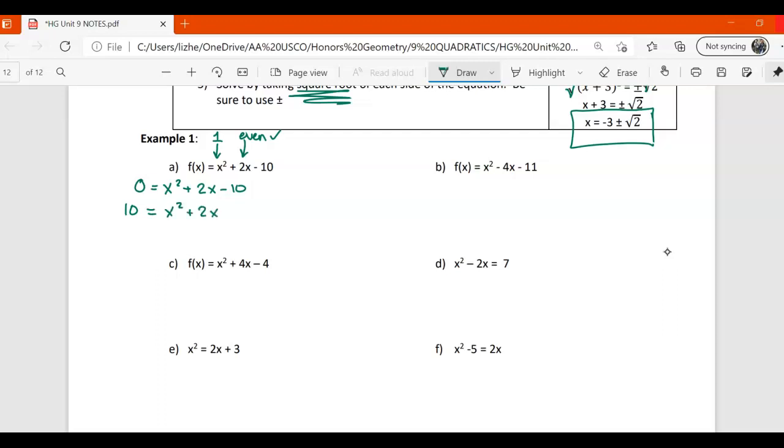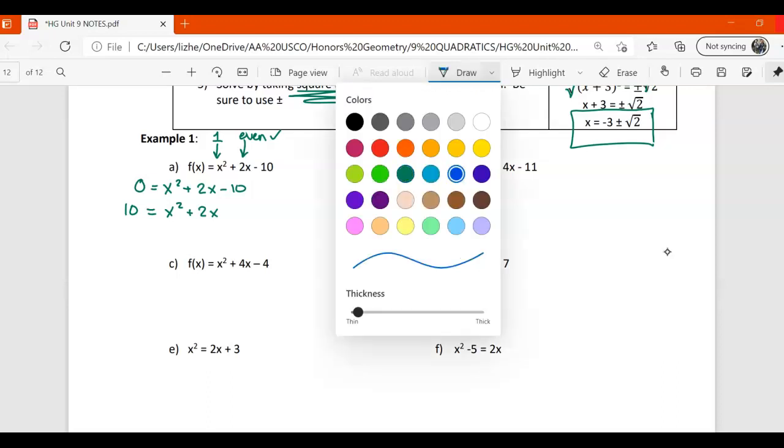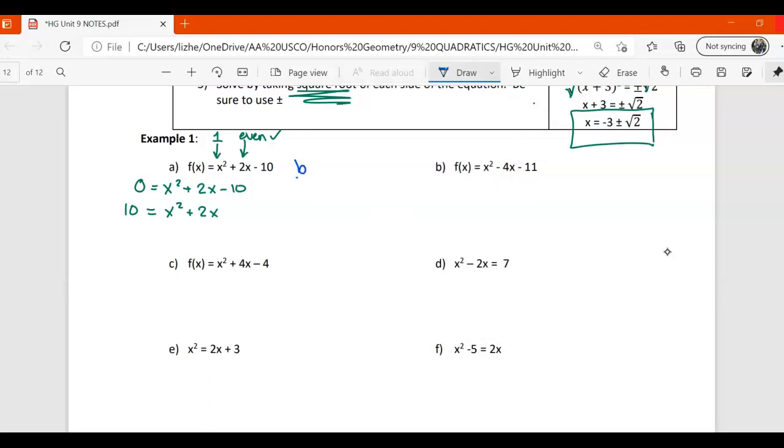And now off to the side, I'm going to say, okay, b divided by 2 squared. That's what I want to add here. And then I also have to add it here on the left side. Okay, so what is my b? b is 2. 2 divided by 2 squared. Well, 2 divided by 2 is 1 squared, and that is 1. So I'm going to add 1 here, and I'm going to add 1 here.